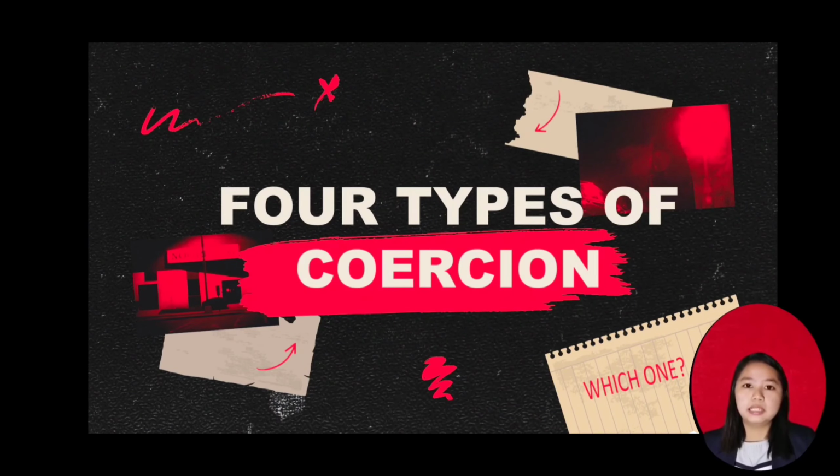Next is the DCT, just like what I said earlier about the two-dimensional coercion: the degree of coercion, ranging from non-coercive to highly coercive, and the consistency, whether the coercion is experienced consistently or on an erratic basis. And there are four types of coercion that were derived from the study of crime and coercion.